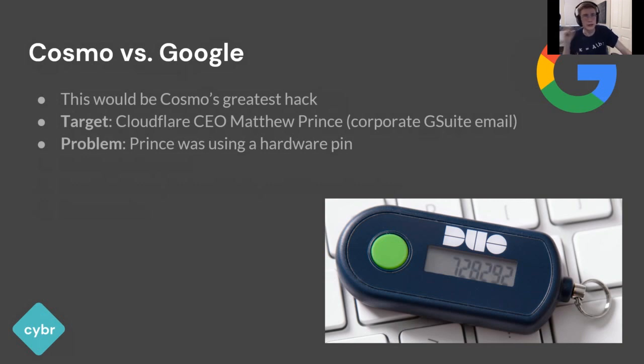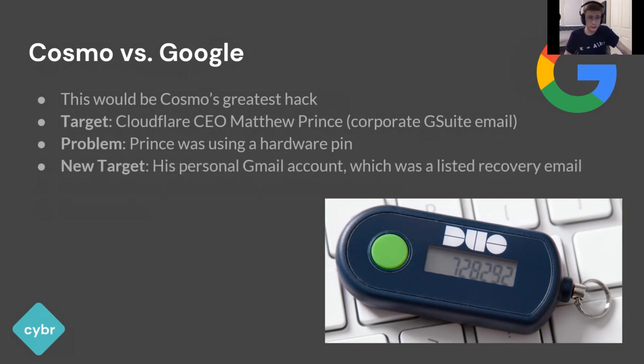The only reason to do that is if you didn't have a phone, but if you didn't have a phone, honestly, that's kind of rough. Anyway, because he couldn't do it without the hardware pin, his new target was Matthew Prince's personal Gmail account, which was listed as a recovery email for the G Suite account that Matthew Prince had. So easy enough, right? Surely we can hack into that.